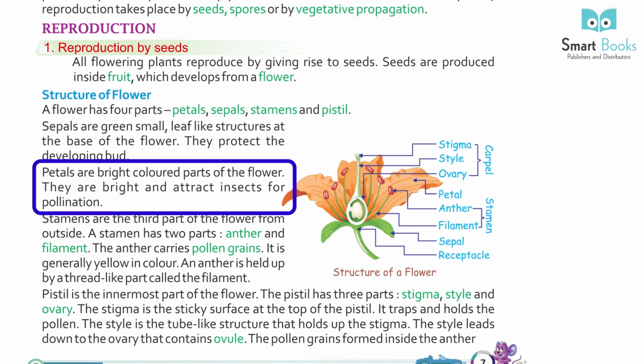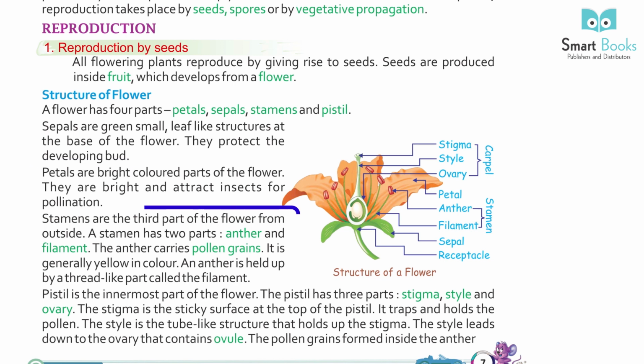Petals are bright-colored parts of the flower. They are bright and attract insects for pollination. Stamens are the third part of the flower from outside. A stamen has 2 parts, anther and filament. The anther carries pollen grains. It is generally yellow in color. An anther is held up by a thread-like part called filament.